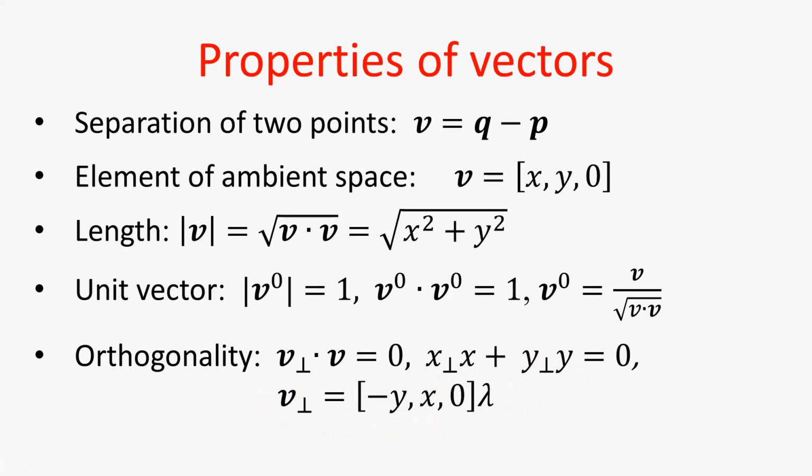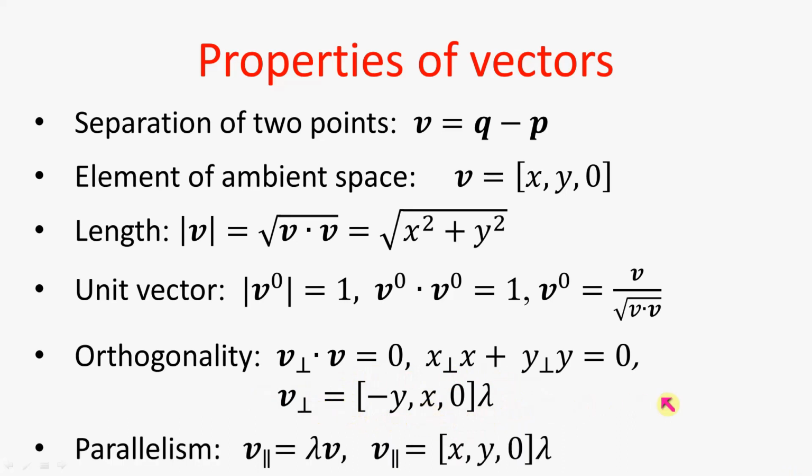So if we have a vector with coordinates x, y, 0, then all other vectors that can be expressed in this form are perpendicular to it. And finally, we can recognize the parallel property as well by checking the coordinates. So 2 vectors are parallel if they have the same direction, but their lengths might be different.